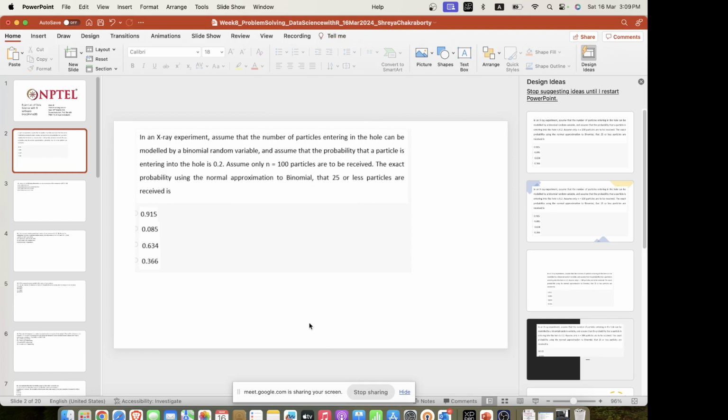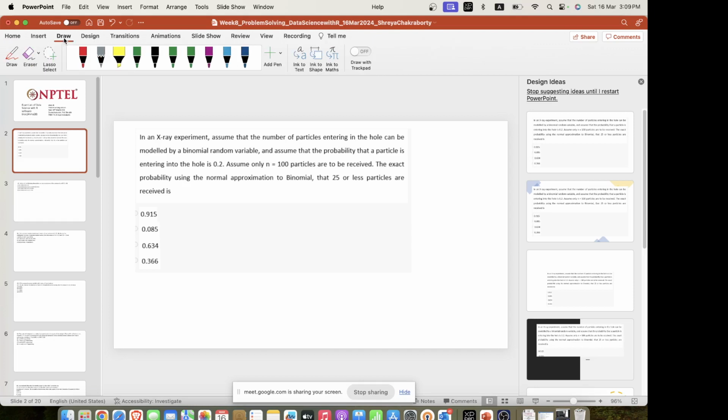Okay, so the question says that in an X-ray experiment, assume that the number of particles entering in the hole can be modeled by a binomial random variable, and assume that the probability that a particle is entering into the hole is 0.2. Assume only n equal to 100 particles are to be received. Exact probability using the normal approximation to binomial that 15 or less particles are received is how much?